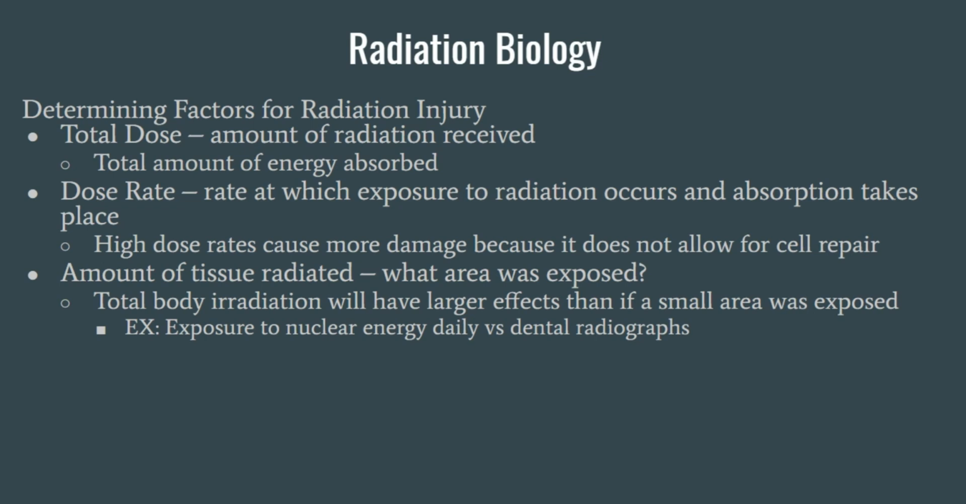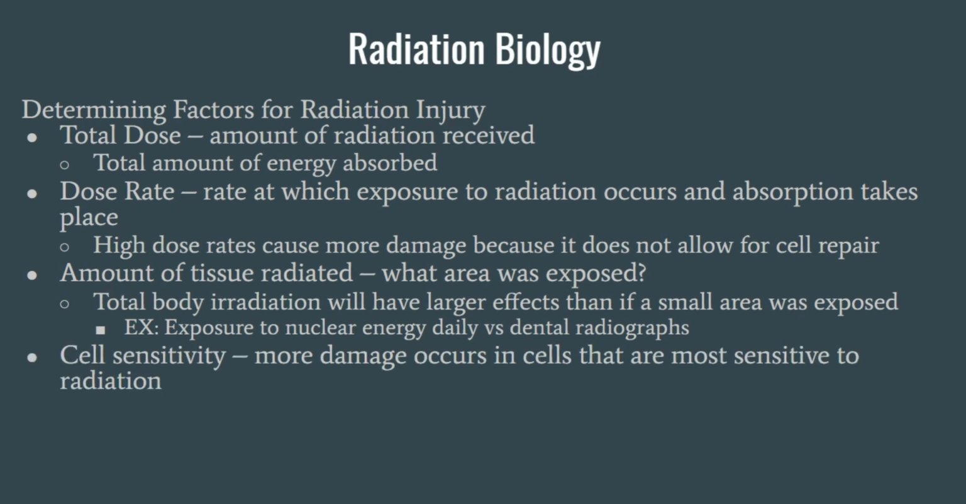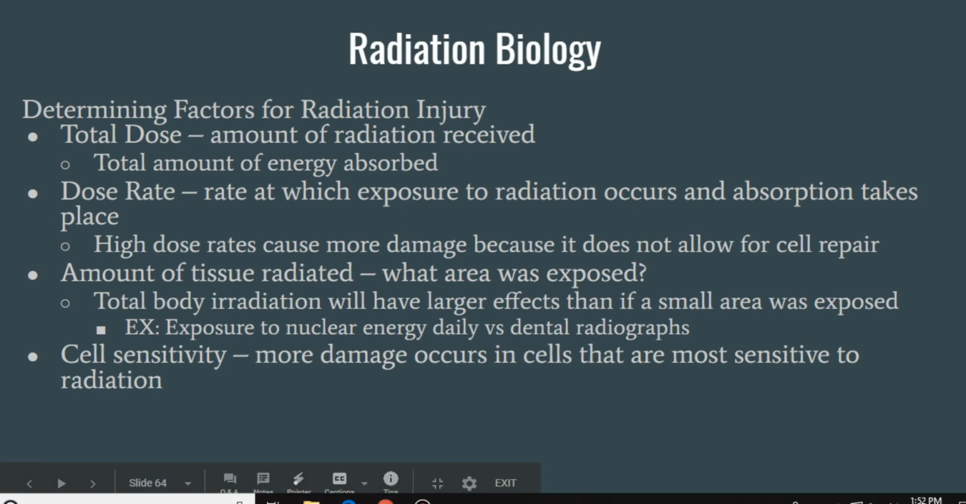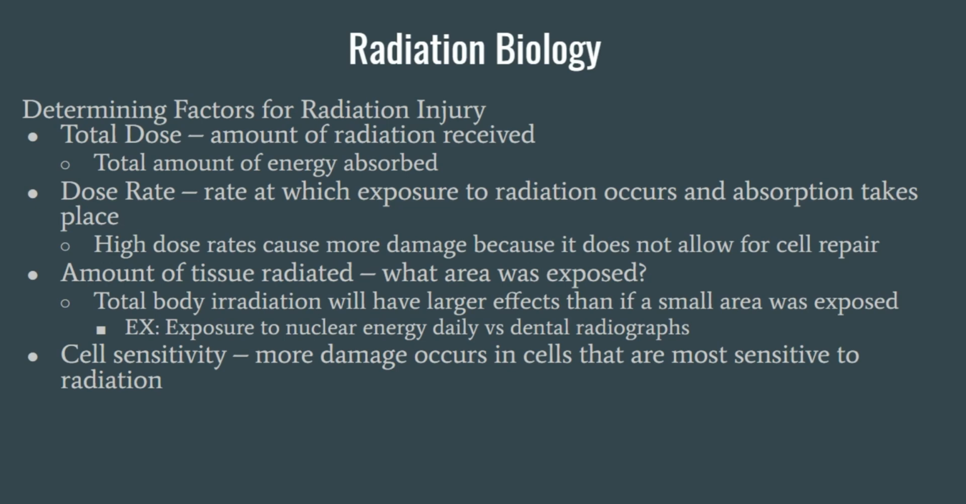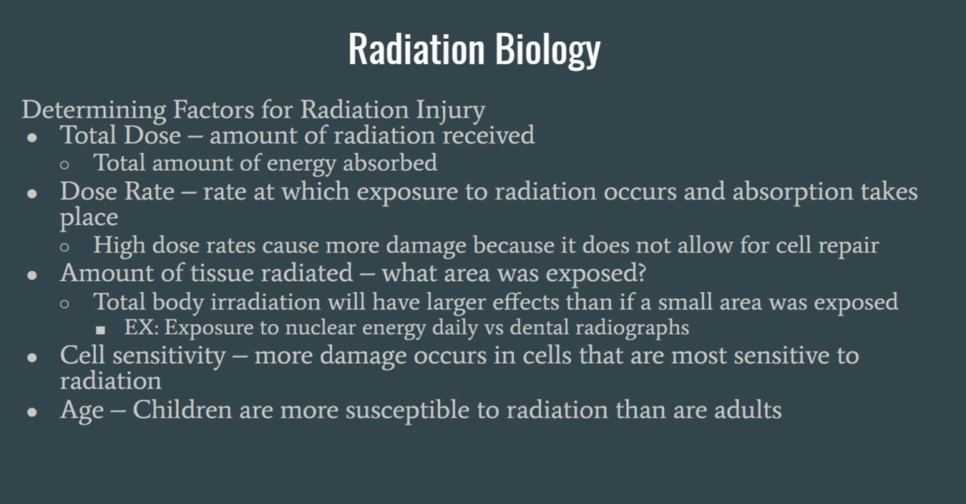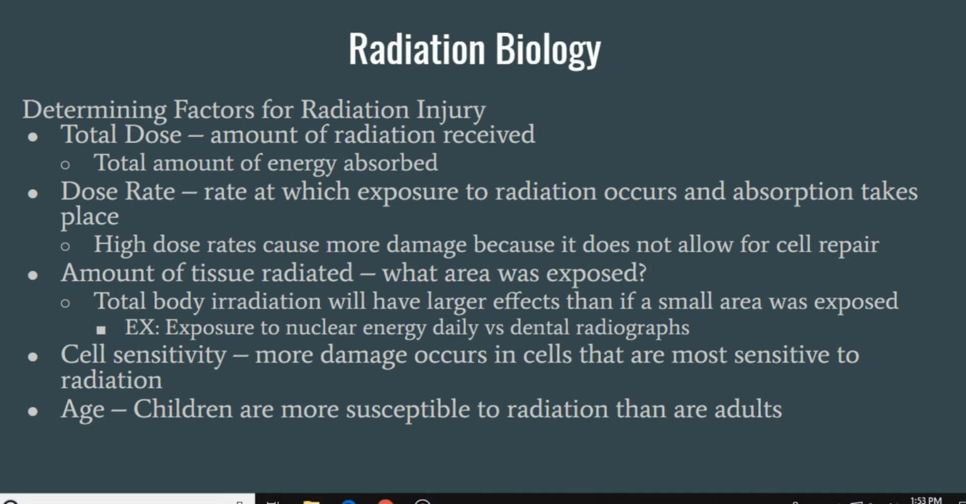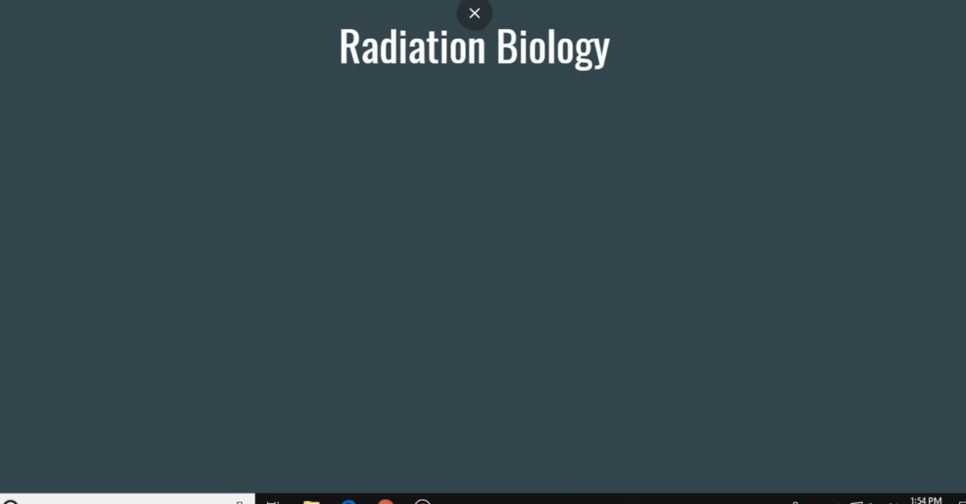The next determining factor is cell sensitivity. More damage will occur in cells that are most sensitive to radiation. This is cells that divide quickly or cells that are young. And the last factor is going to be age. Children are much more susceptible to radiation damage than adults. They have young cells. Their cells are still developing. Remember, they are not fully grown yet, so they are more susceptible to radiation injury.